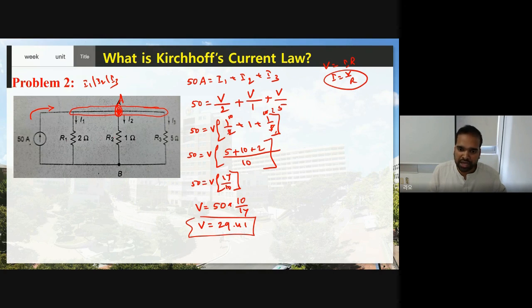Now if I ask you what is the voltage drop across R1? 29.41. Across R2? 29.41. Across R3? 29.41. Once you know the voltage, you can find I1. What is the formula for I1? I1 equals V by R1. So V is 29.41, R1 is 2. Therefore I1 equals 14.70 ampere.